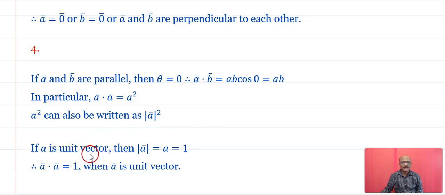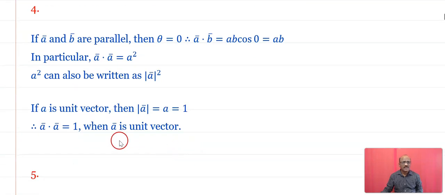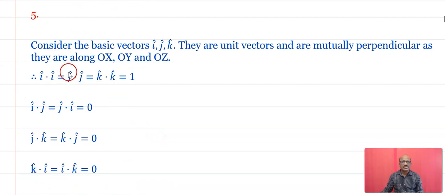If A bar is a unit vector, then mod of A bar equals A, which equals 1. Therefore, A bar dot A bar equals 1, where A bar is a unit vector. Next, consider the basic vectors i cap, j cap, k cap. They are unit vectors and are mutually perpendicular as they are along OX, OY, OZ. i cap dot i cap, j cap dot j cap, k cap dot k cap equals 1.